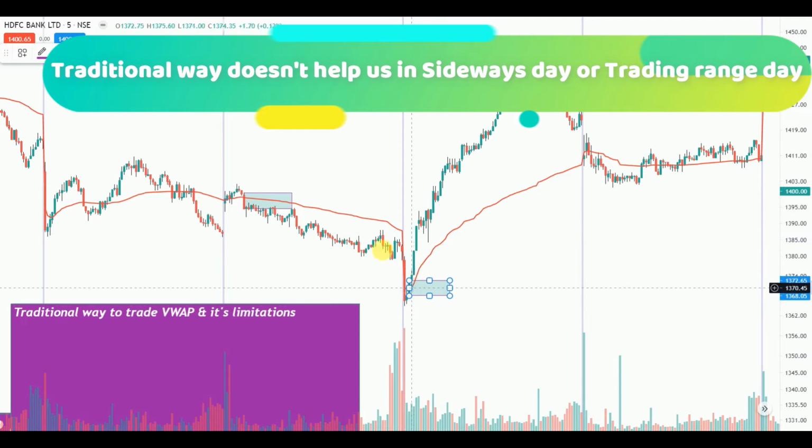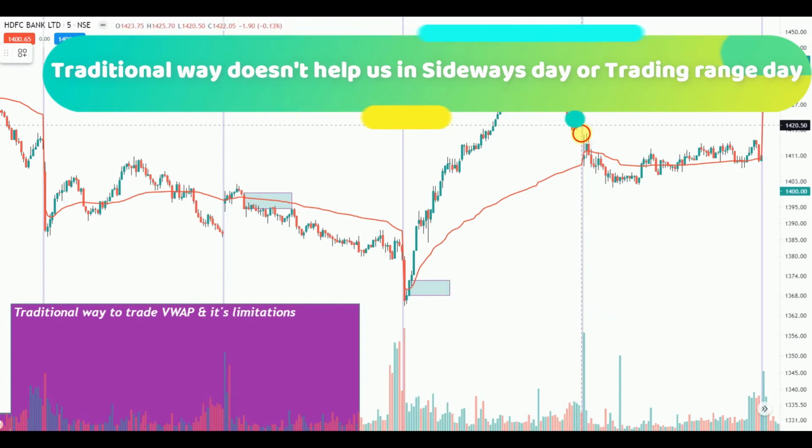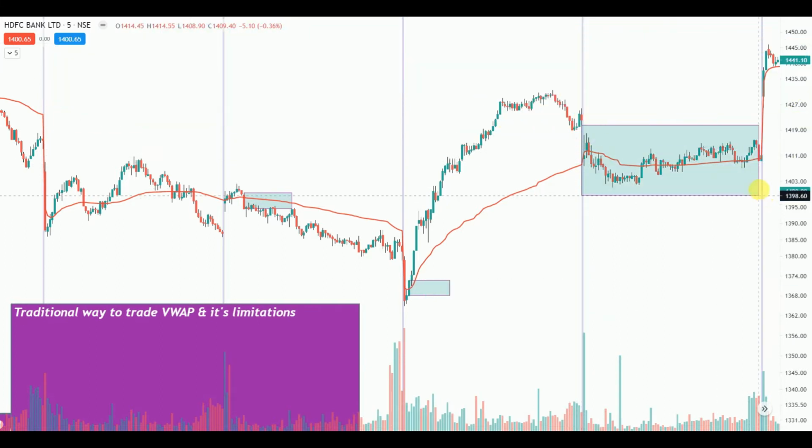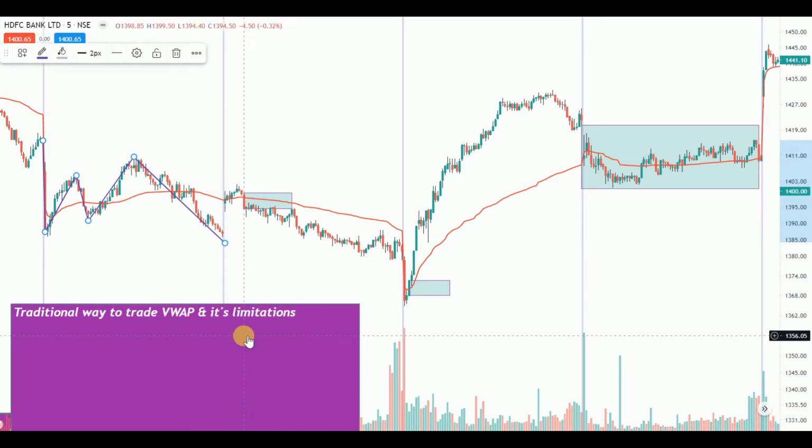But there are a few days where you would have got some sideways days, or you would have got a few of the days which are acting as trading range bound days. There, this traditional way fails. So we have come up with an advanced strategy to overcome these limitations.